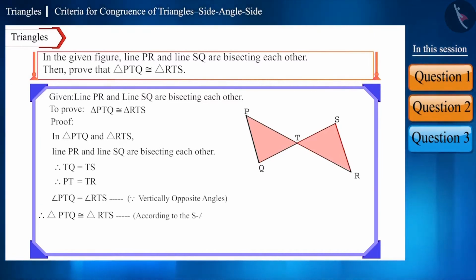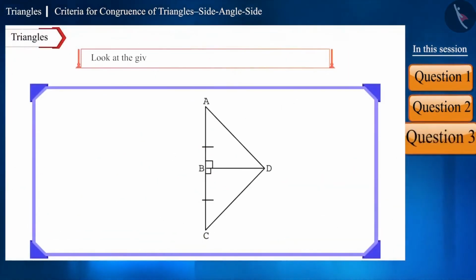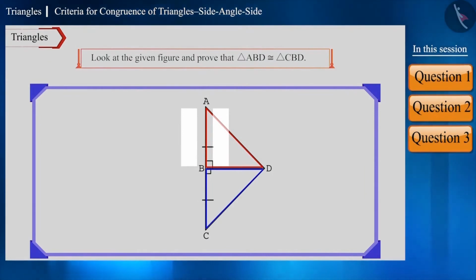Friends, you can see here that the names of the two triangles are in the same order as the congruence of their sides and angles. Let's take one more question. Look at the given figure and prove that triangle ABD and triangle CBD are congruent. Pause the video and try to solve this question yourself and finally see the solution.